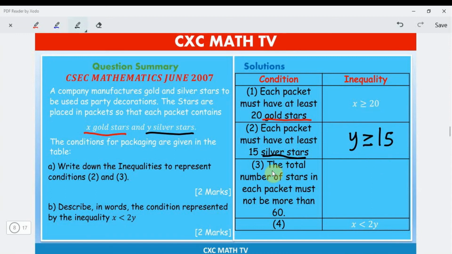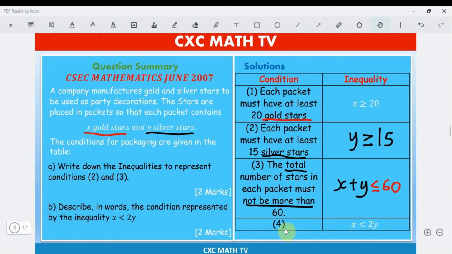Now the next part says the total number of stars in each packet must not be more than 60. What is that? Here it says total. Total is what? When you add up X and you add Y to it, so adding up the gold stars and the silver stars. It says must not be more than. Not be more than is what? Less than or equal to 60. That's it. Nice. That's the total.